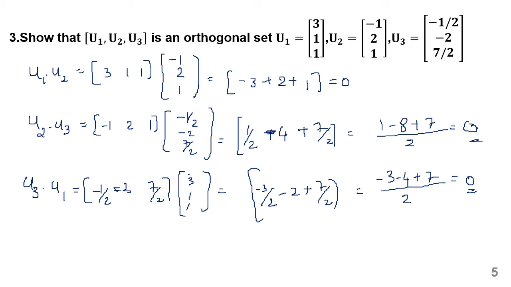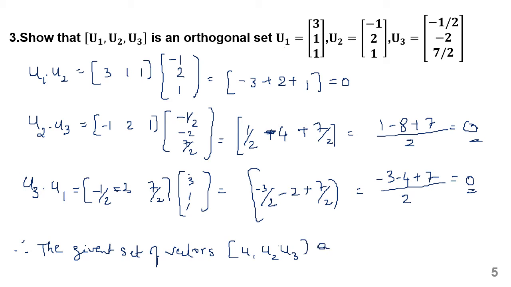Hence we can tell, therefore, the given set of vectors u1, u2, u3 are orthogonal.